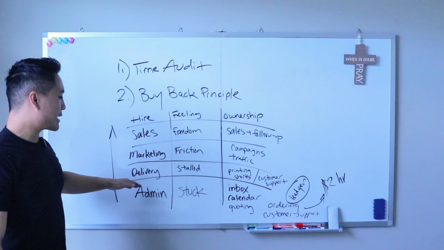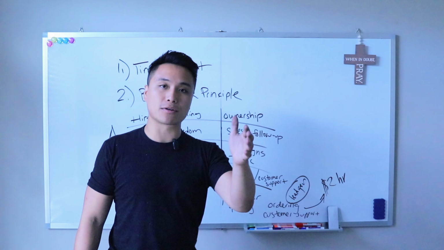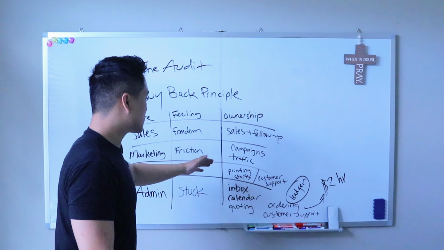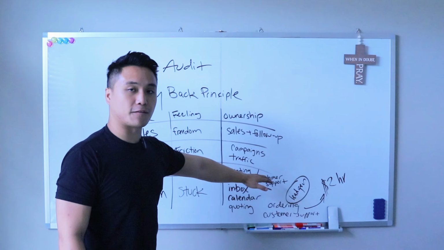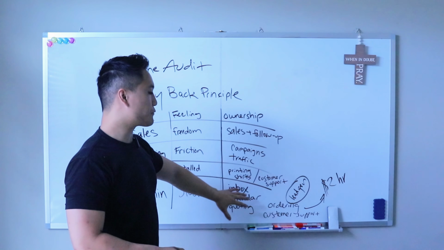The next thing you want to get rid of is delivery, because that means you can sell as much as you want, and since you're the owner, you're probably the best salesperson on the team. So if you can replace this and someone else does all your fulfillment so you can focus on sales all day long, then you can free yourself up.